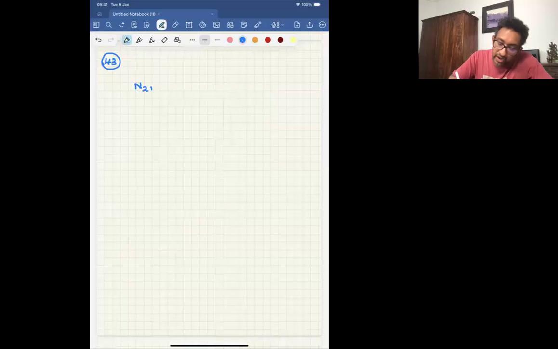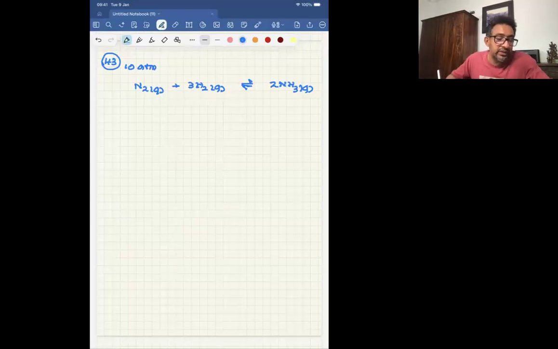Nitrogen, hydrogen, at equilibrium give 2 ammonia. So the total pressure is 10 atm. You maintain it at 10 atm. Details of the study are given below.